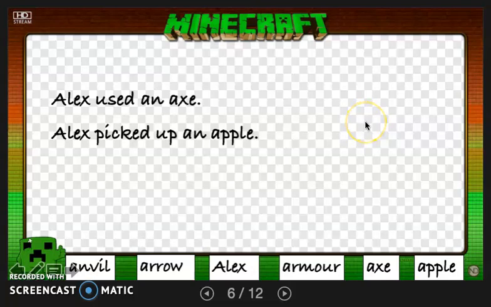Let's try the next one. This time, see if you can sound the words out and read the sentence by yourself. Okay, let's try it together now. Alex, had, an, arrow. Alex had an arrow. Well done. Okay, let's try the last of our sentences today with the a sound. Again, try and read it by yourself first, and then we'll do it together.